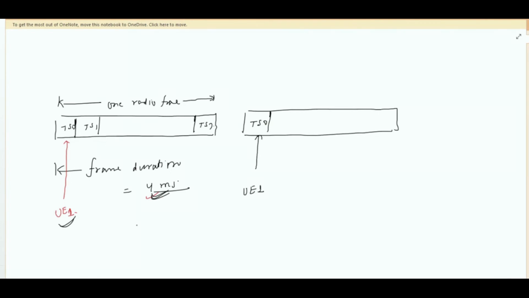Now another important point, because this is a very important question in Qualcomm. They're asking so many questions about the slots. Because if you're not good with the slots concept, your physical layer concept cannot be that clear.